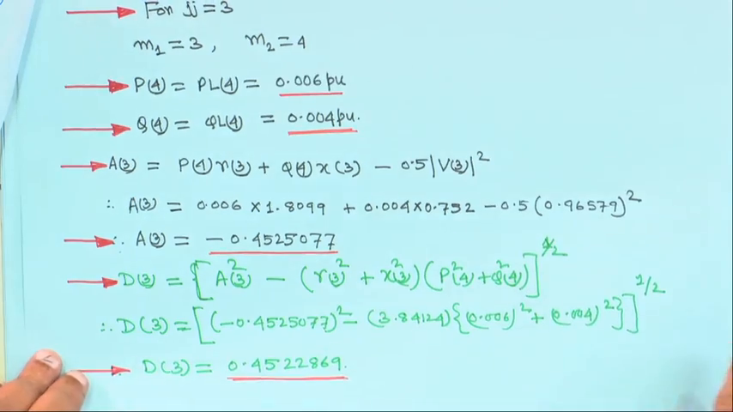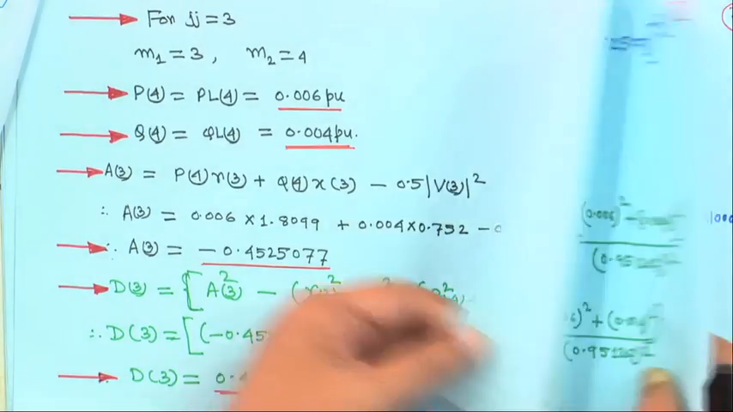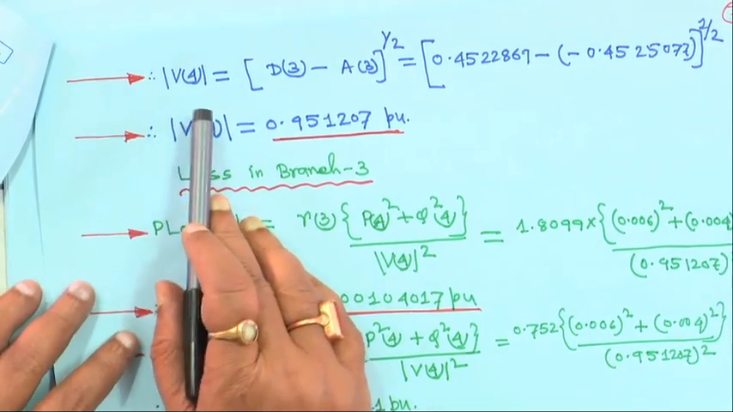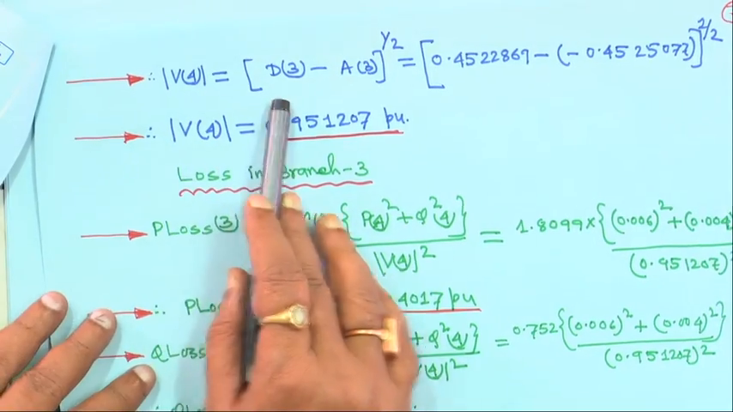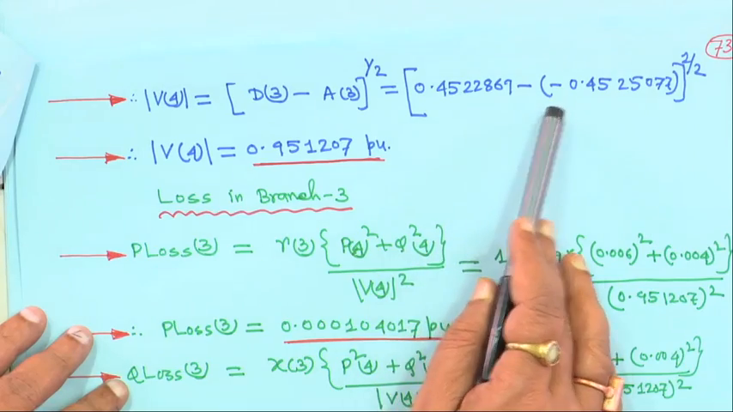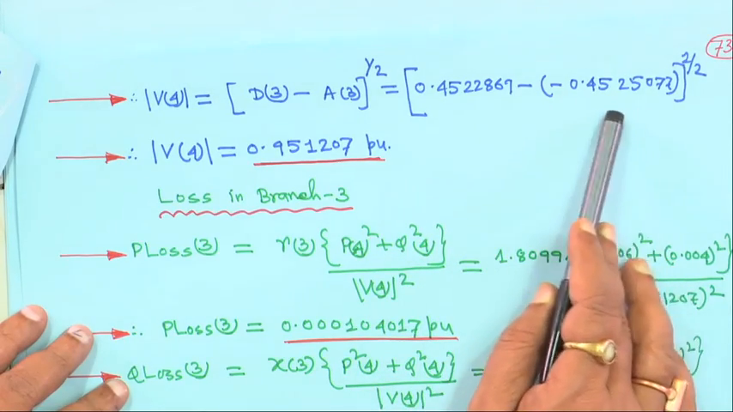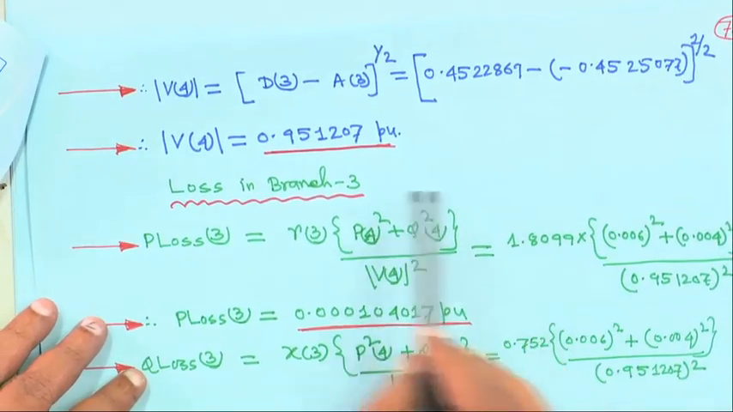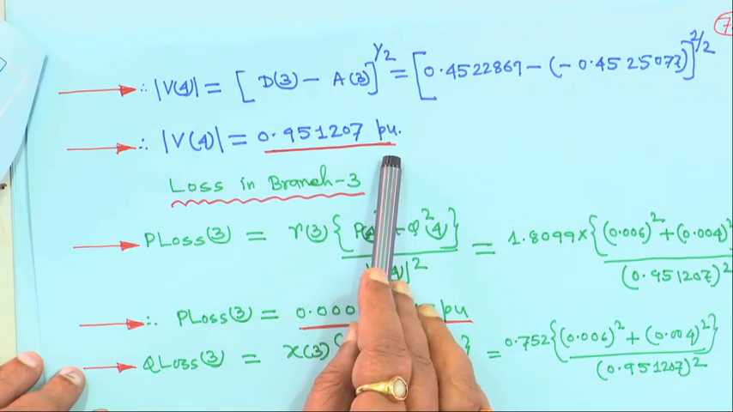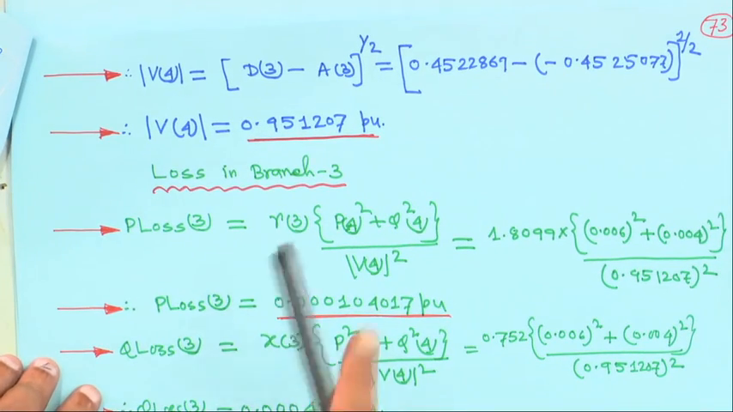You put all these values. That means, magnitude of V4, from the expression of Vj, Vm2 is equal to Djj minus Ajj to the power half. So, 0.4522869 minus, in bracket, minus 0.4525077, to the power half. So, magnitude of V4 is equal to 0.951207 per unit, right.